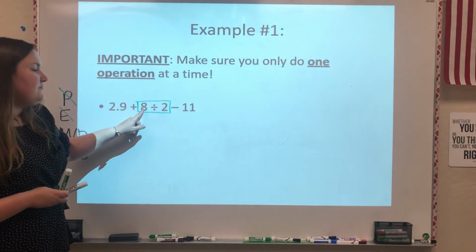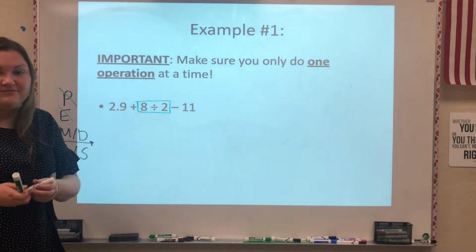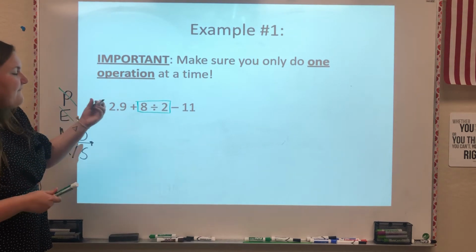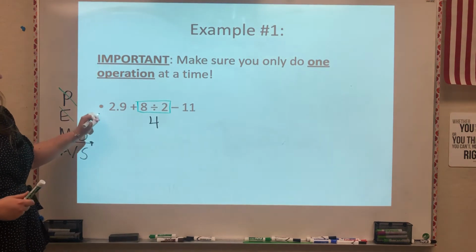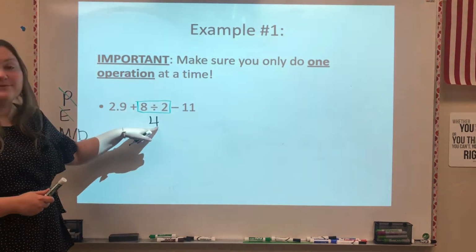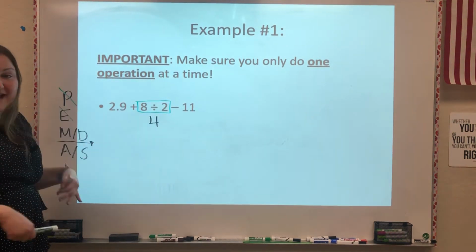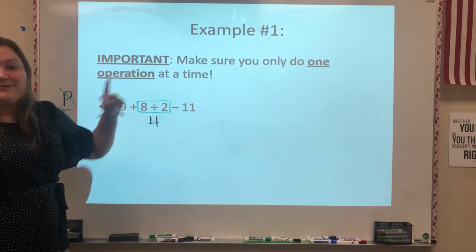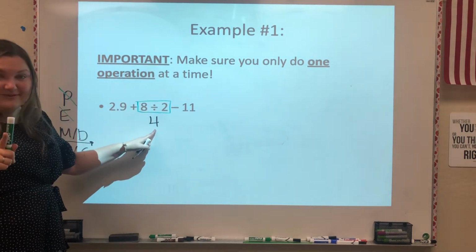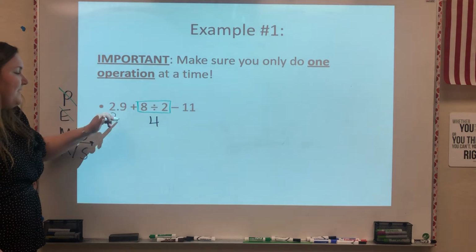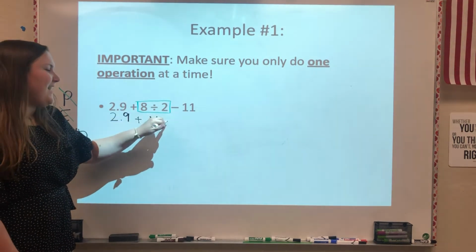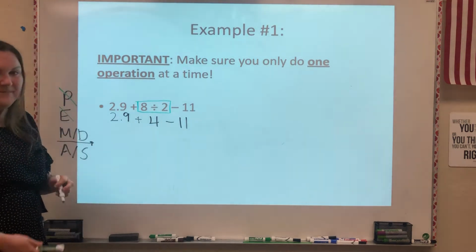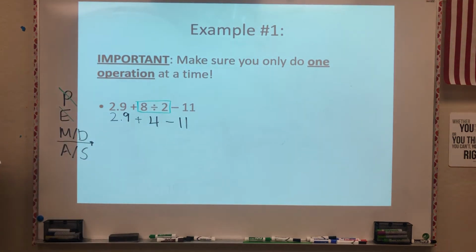When I do 8 divided by 2, I get 4. That 4 is going to go right below where it came from. So I'm not putting 4 over here. It came from the 8 divided by 2, so I put 4 there. And I'm going to copy everything else down. Remember, I'm doing one thing at a time. I did that one step, so I'm just going to copy 2.9. I'm going to copy my plus sign, and then copy my minus 11. And I have just completed this step.